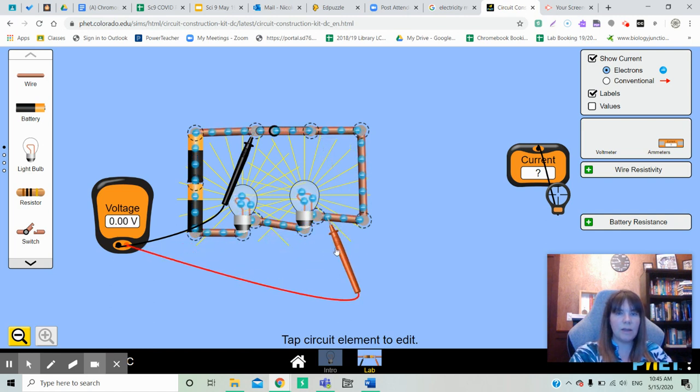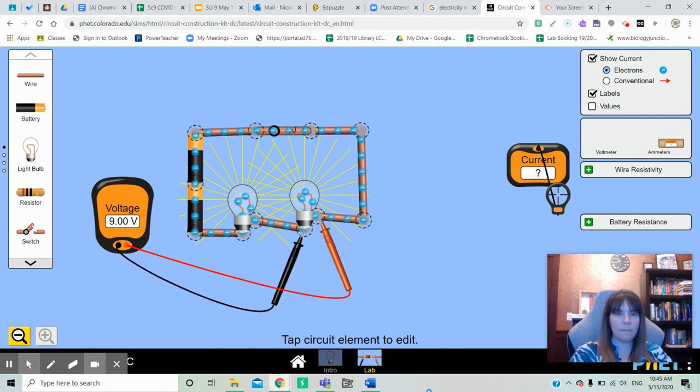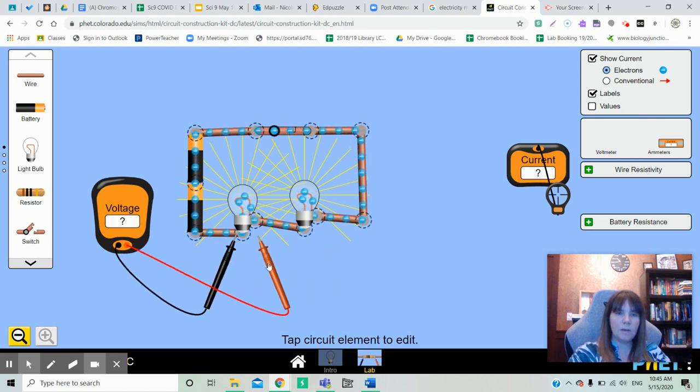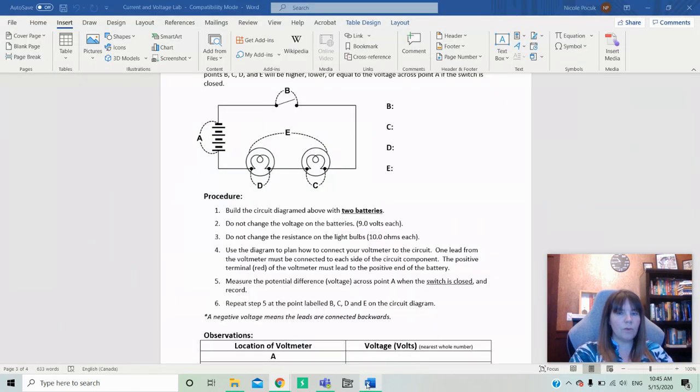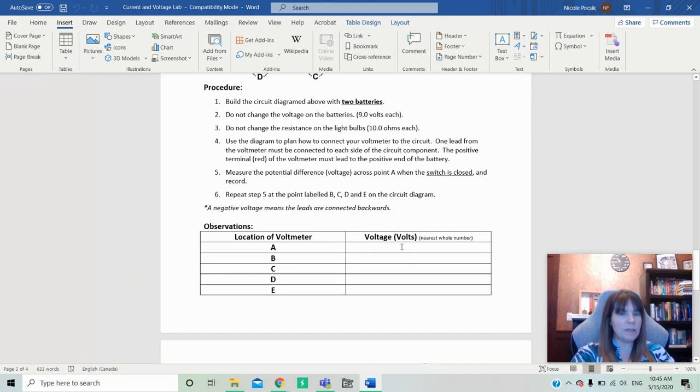B, that was B. So now we're going to do C, D, and E. So C is the very first light bulb. Look at it. You can see I have 9 volts. That's for C. D, also 9 volts. So that was each light bulb separately at 9 volts. Now I'm going to include both light bulbs in. You can see that it's 18 volts. So if we were to go back to our chart, we had 18, 0, 9, 9, 18.